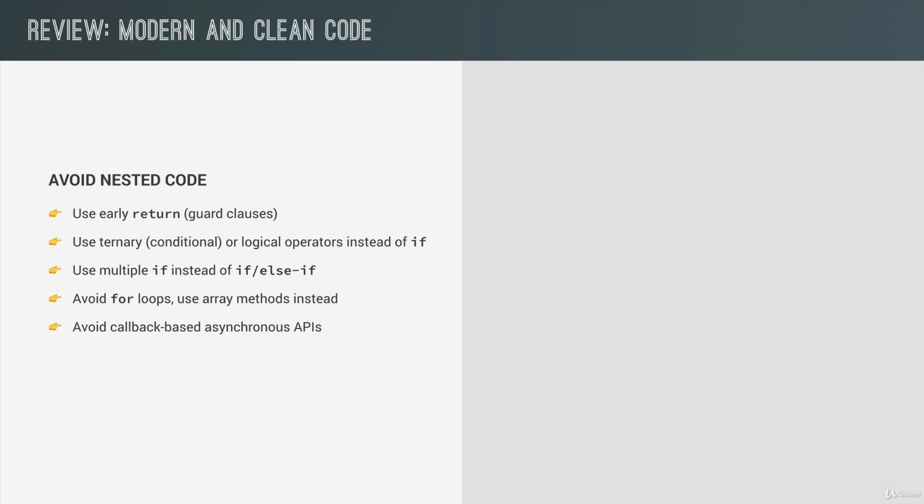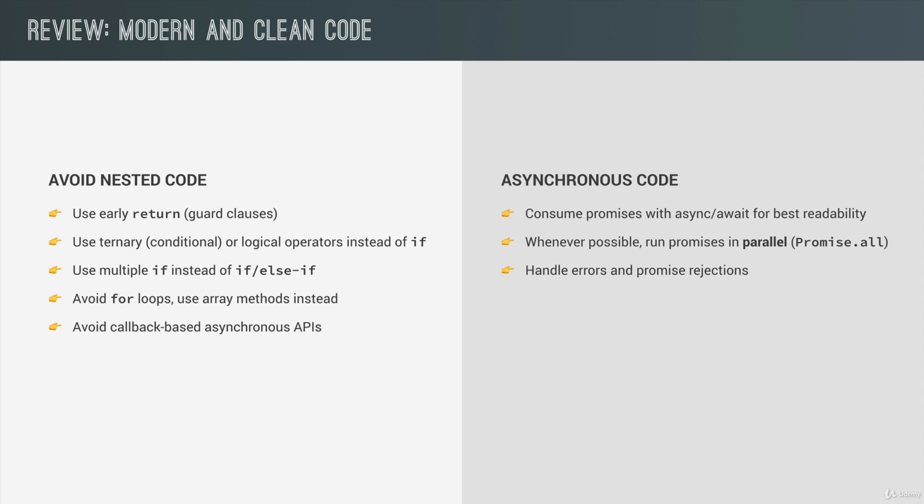Next, you should completely avoid any kind of loops. And with that, I mean any for loops. So the for and also the for of loops should be avoided if you want to avoid nested code. And so instead, you can use array methods like map, filter, and reduce. And finally, you should avoid callback-based asynchronous APIs whenever you can. And so that actually brings us to our next topic, which is asynchronous code.